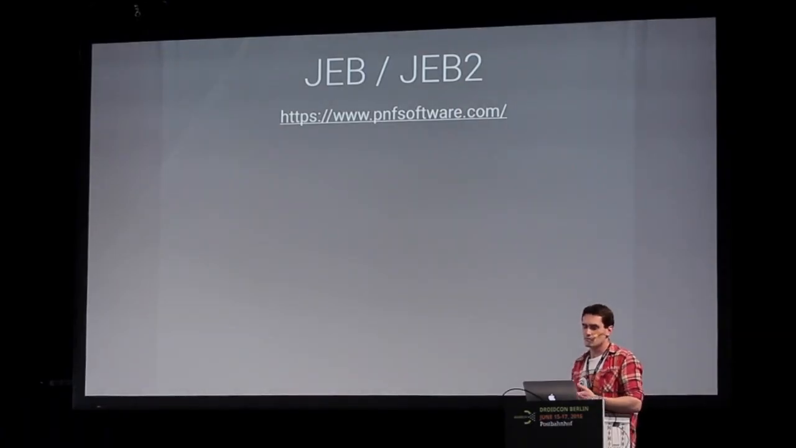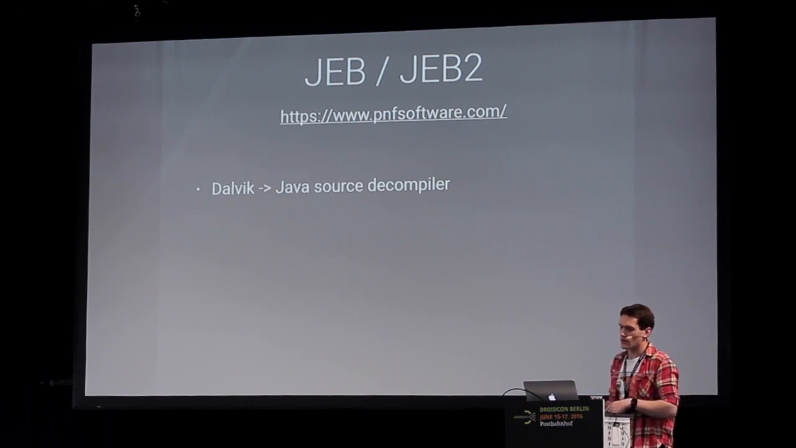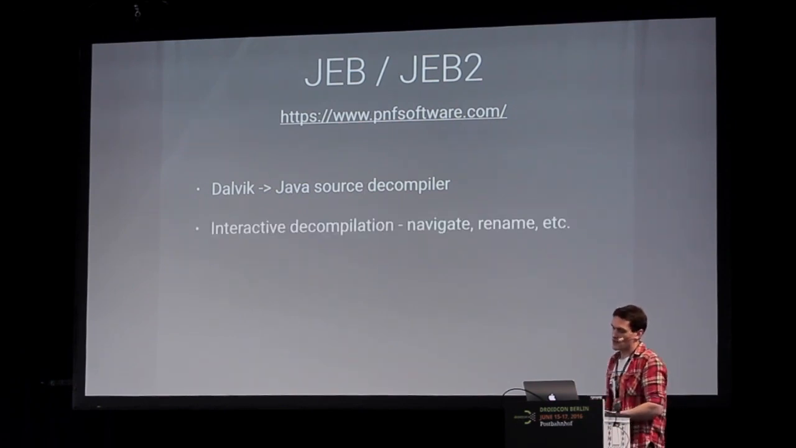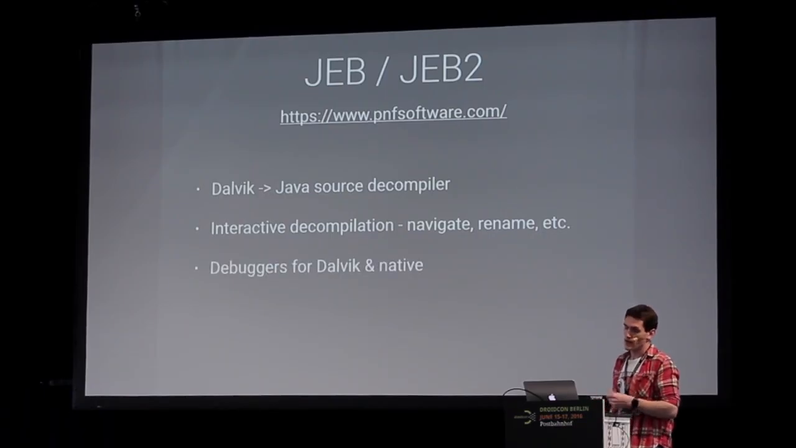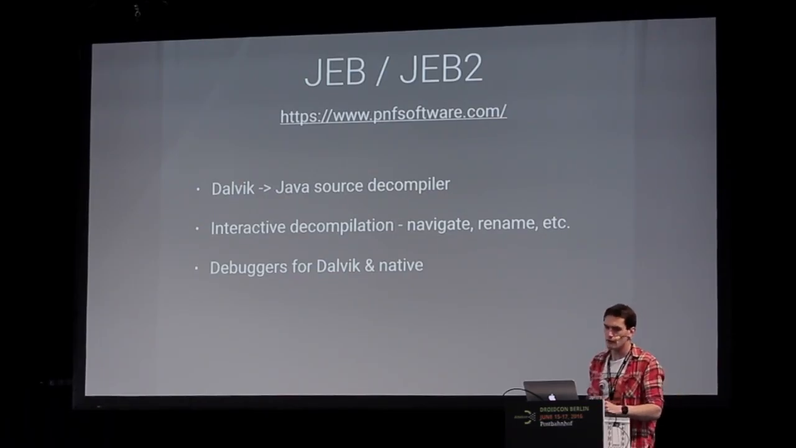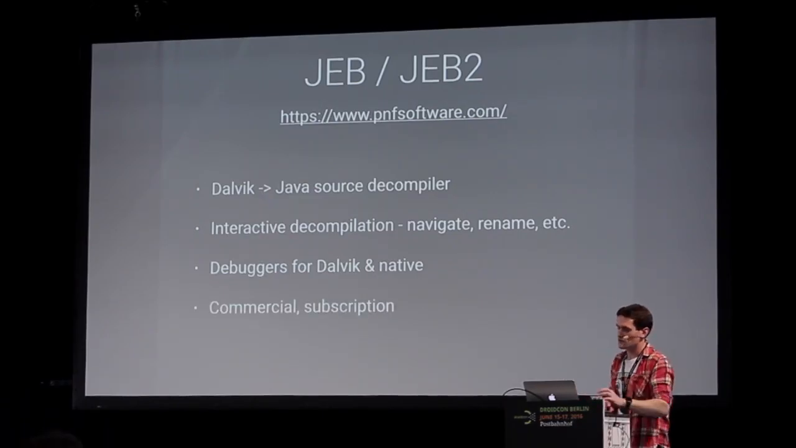This one is also JEB, or now JEB 2. Similarly, it has a Dalvik to Java source decompiler that is their own proprietary one, and can do interactive decompilation and navigate and rename things and so on, which is kind of nice if something's obfuscated and you start to make sense of it. And similarly to IDA, this can debug Dalvik code and also native code. But again, this is a commercial thing and a subscription, so if you have the money and you're very interested. So that's a whole bunch of tools, but hopefully there's some useful stuff in there.